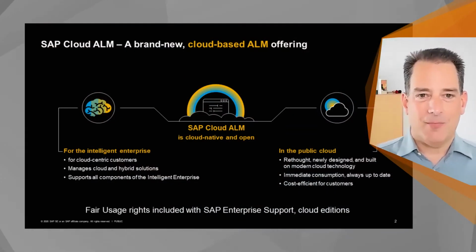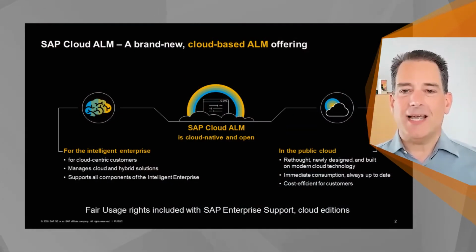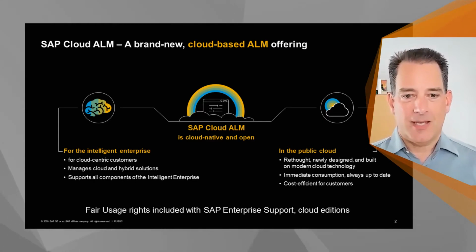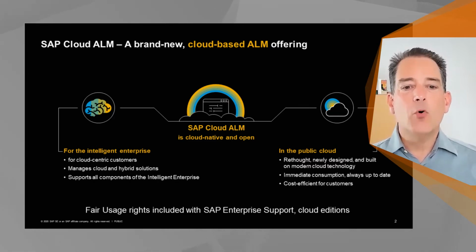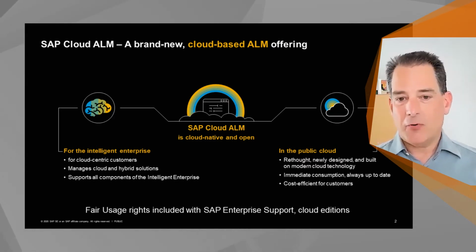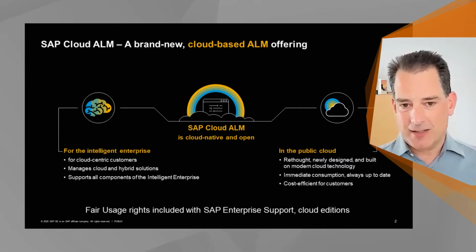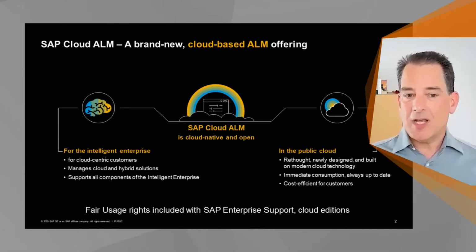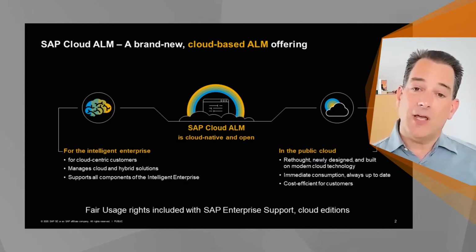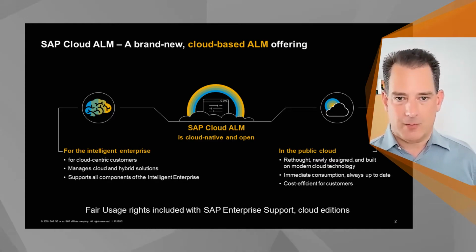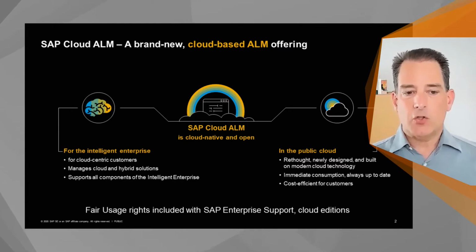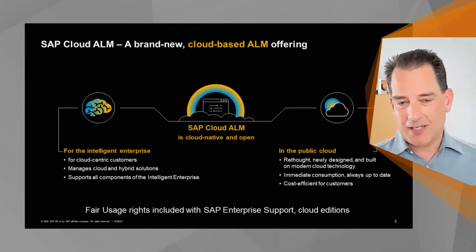I will share the story about SAP Cloud ALM and how it helps you to implement and operate your cloud solutions efficiently. SAP Cloud ALM is a brand new cloud-based ALM offering of SAP. It has been built cloud native and open to support our customers moving to the intelligent enterprise. Therefore, it is primarily designed for those customers taking this bold move to go to the intelligent enterprise. It is also designed to support both cloud and hybrid solutions, being a very attractive offering for all of our customers.